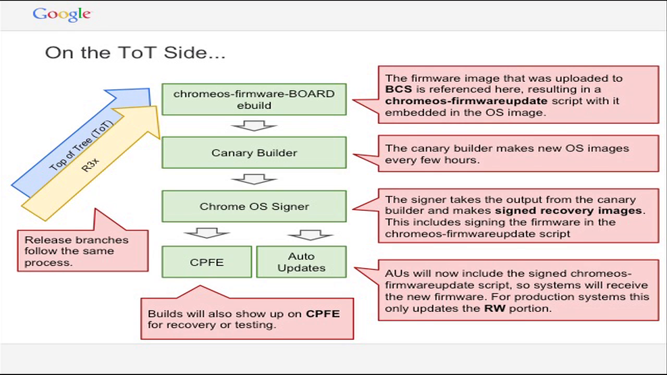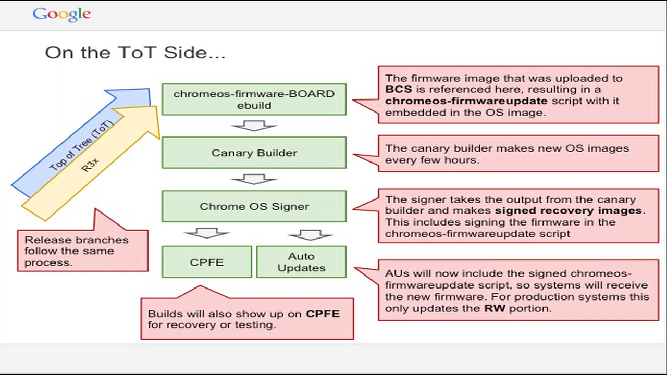And one other thing to note here is that the release branches really do the same thing. If I wanted to update the firmware on a release branch, all I have to do is go in and make the same CL that I do on TOT, and then it will do the same process. And instead of being a canary builder, it would end up being a beta builder or a release builder or a stable builder. So any questions on this?